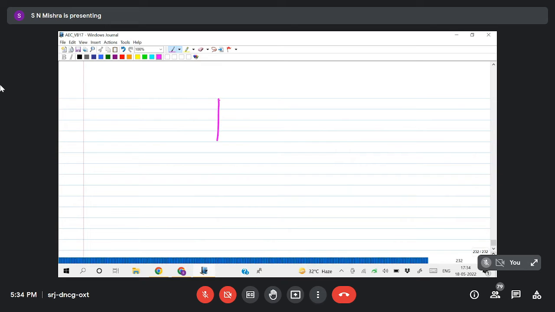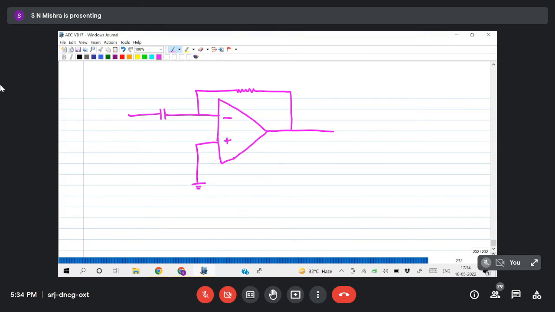Next I am taking one op-amp and putting one capacitor instead of a resistor, and one resistor here. This is grounded, minus, plus, Vi, capacitor, resistor, V0. Okay, same circuit, but instead of the resistor at the input side I am taking a capacitor. So let us see what is happening here.